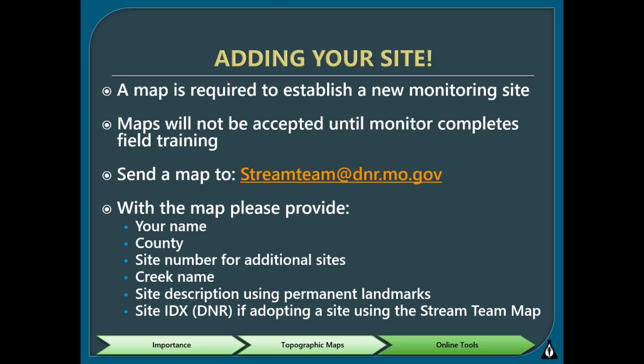So once you've found a place to monitor and you've got your map, you can send that map to us by email or by snail mail, whichever you prefer. But we need the map with your name, the county, the site number, whether it's your first site or your second site, the name of the creek, and a site description that's going to use permanent landmarks like bridge crossings or tributaries. And if you're adopting a new site, again, you can use that IDX number from the interactive map to reference the site that you are wanting to adopt.